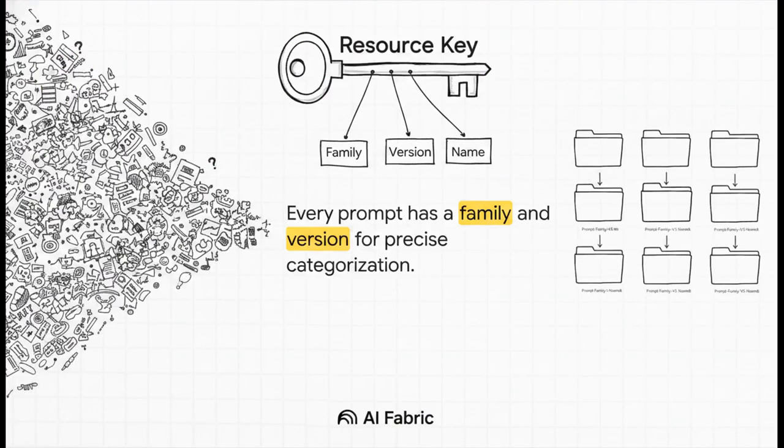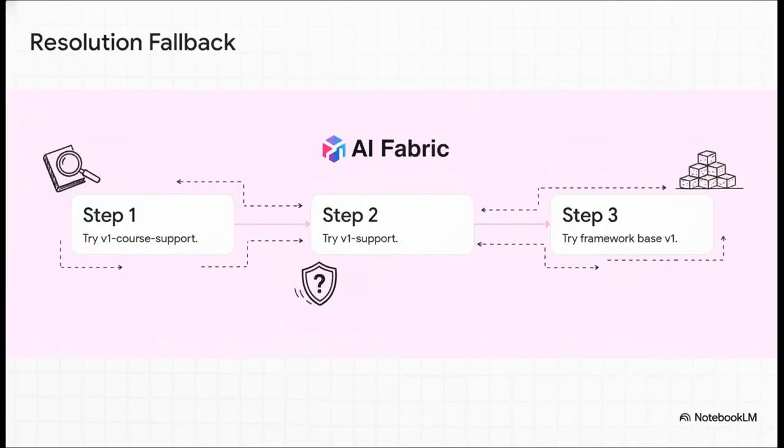Every single prompt in the system isn't just floating around in some random folder. It is defined by a very strict taxonomy, a resource key, made up of its family, its version, and its name. This precise categorization is the absolute foundation that makes the entire overlay architecture function. How does the resolution actually happen in practice? Well, let's use the Support Knowledge Assistant as our example here.